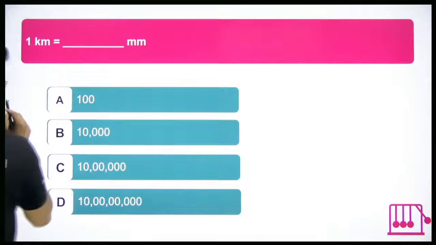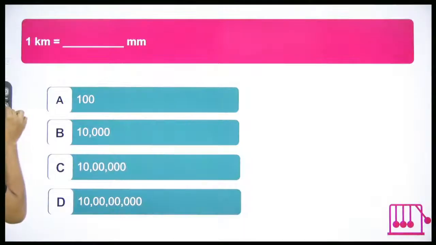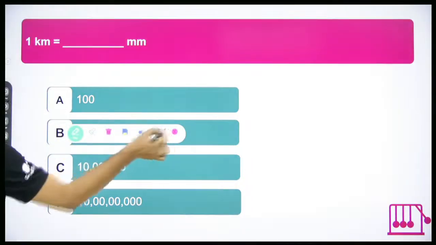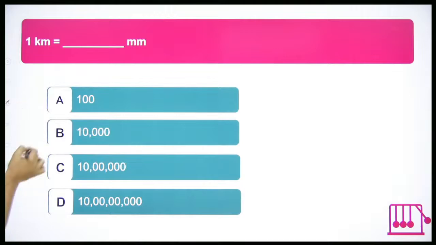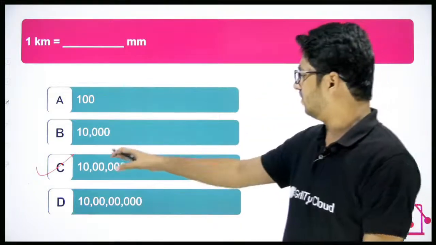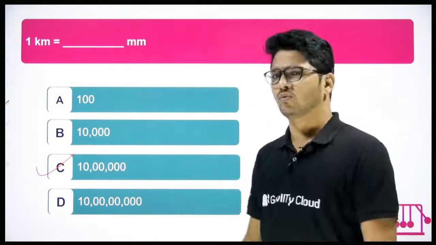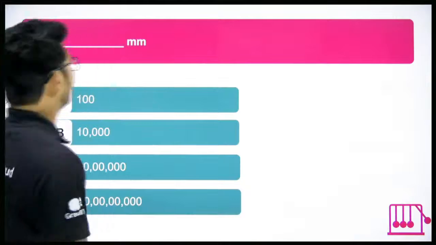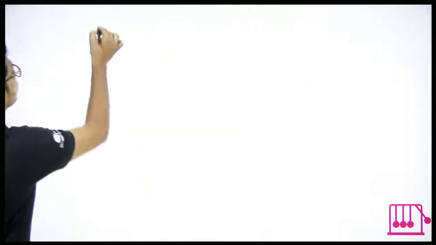So what is the correct answer? The correct answer in this particular case is option C. That's 10 lakhs. The number of zeros would be 6. But how? I'll explain. So here we are converting kilometers into millimeters.